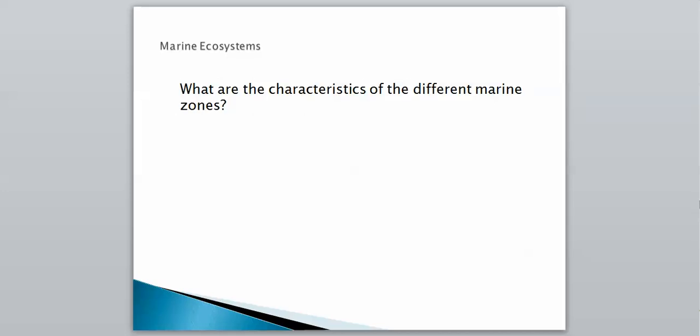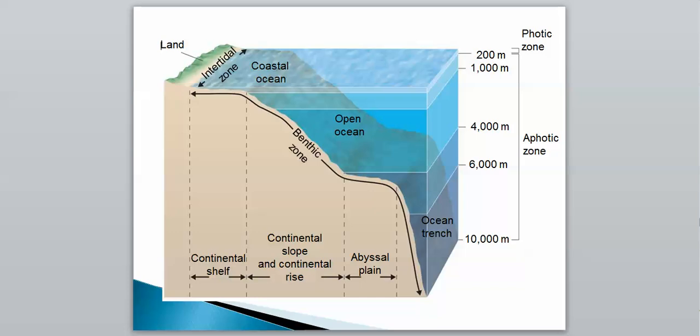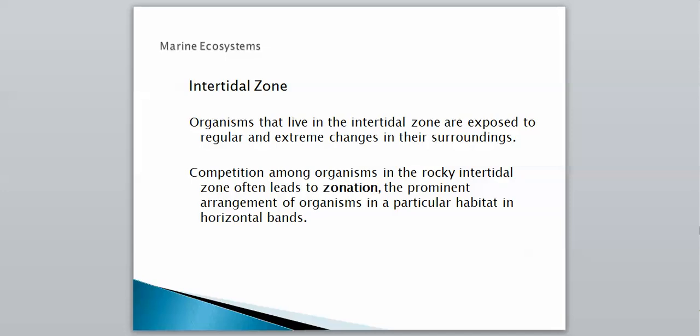Now we're going to look at the characteristics of these two different zones. In between our photic and aphotic, we have three other zones, known as the intertidal zone, the coastal ocean, and the open ocean. Here's a map of what it might look like broken down. Again, the photic zone is at the top, and the aphotic follows. Our first zone is the intertidal zone, and the organisms that live in this zone are exposed to regular and extreme changes in their surroundings.